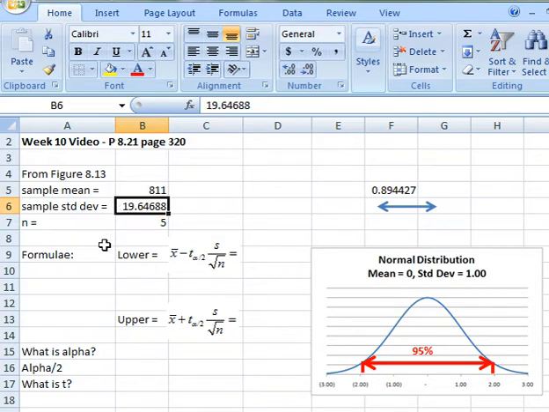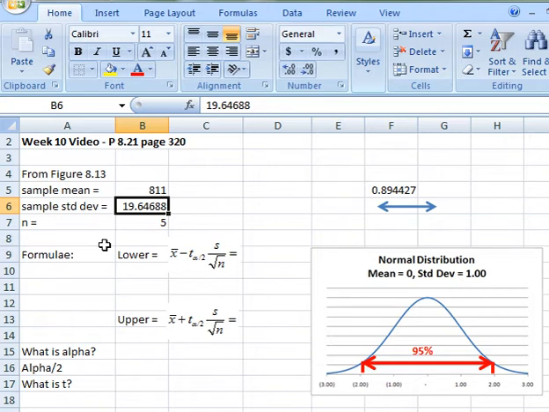Now, we don't know what the true population standard deviation is, nor do we know what the mean is, really, the population mean. What we're trying to do is come up with an estimate of where the mean might be.